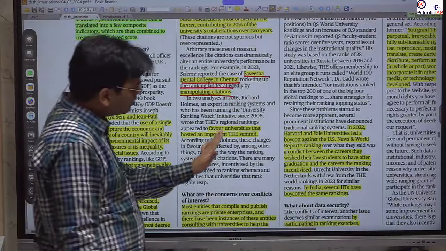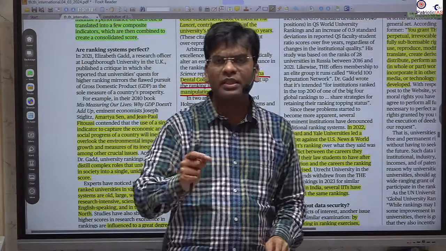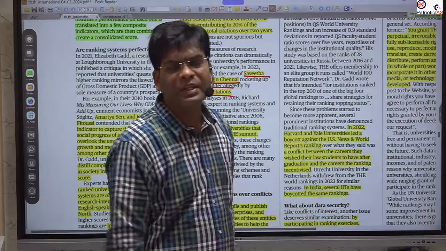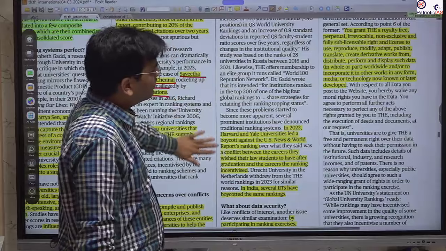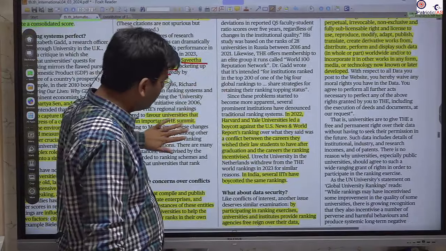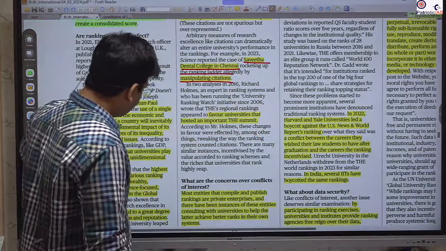Besides that, it has also been found that the data universities give access to these private companies for ranking could also be misused by these companies. So this is the privacy issue as well that has been mentioned here.